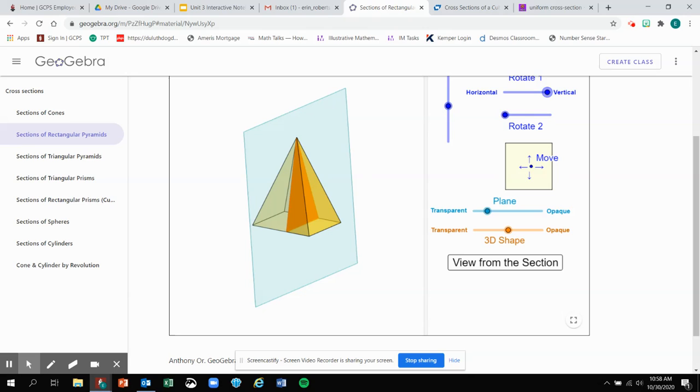Well, when I do this, you notice that my cross section perpendicular to the base is giving me a triangle. And that makes sense because when I cut this way, I'm going to see each of these sides, and each side is a triangle.